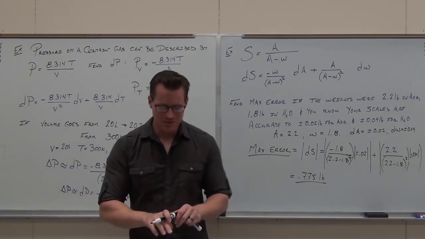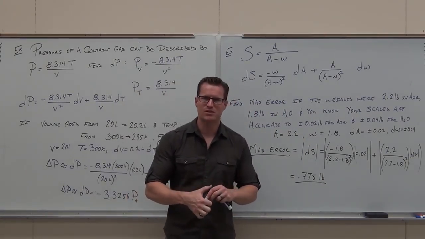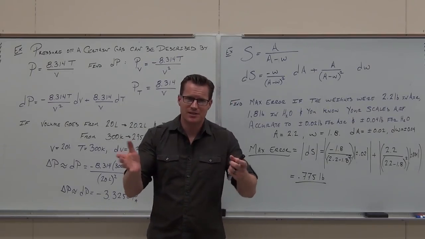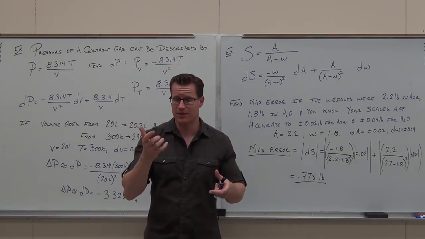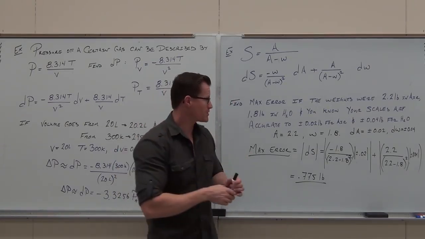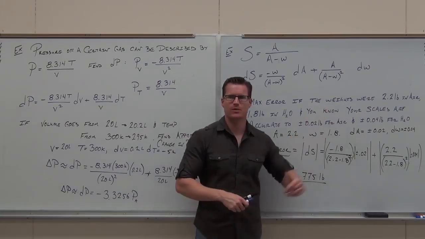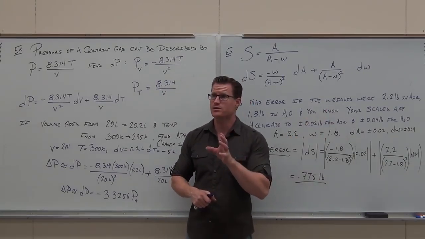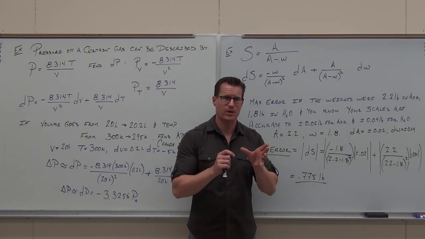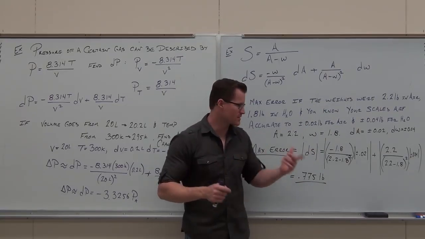So if we use those errors that you have in your scales, we can find out the maximum possible values that were off. Now, I do want to show you something. This changes for every weight that we put in there. This is at this one certain weight. At this certain weight, we can be off by 0.775 pounds. That's why I said it's not that great.